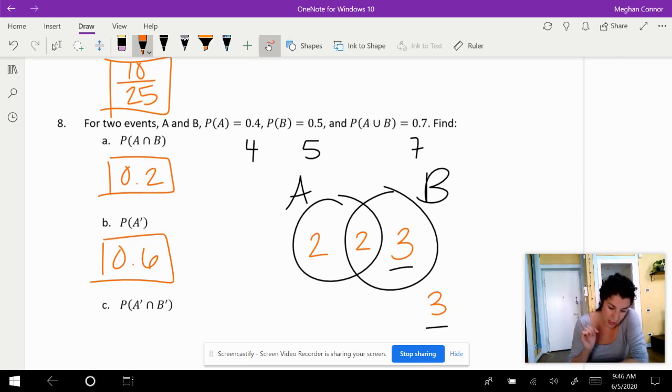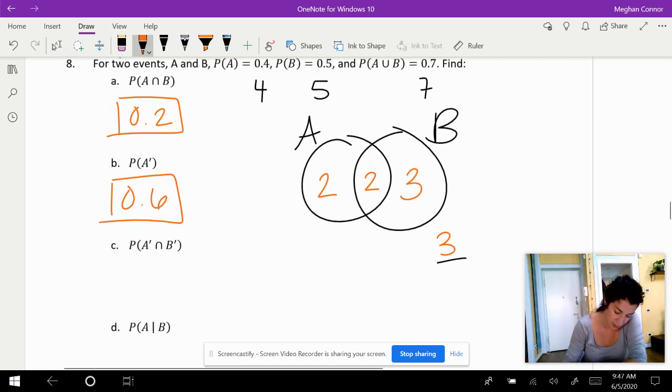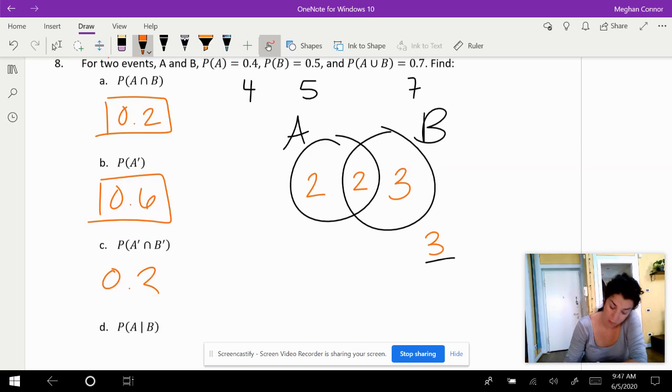The intersection of the probability of not A and not B. So what is shared between the probability of not A and not B? The only thing that is both or neither A nor B is this 3 out here. Everything else is one of those two. So the intersection that's neither of those is just going to be 3 out of 10. So 0.3.